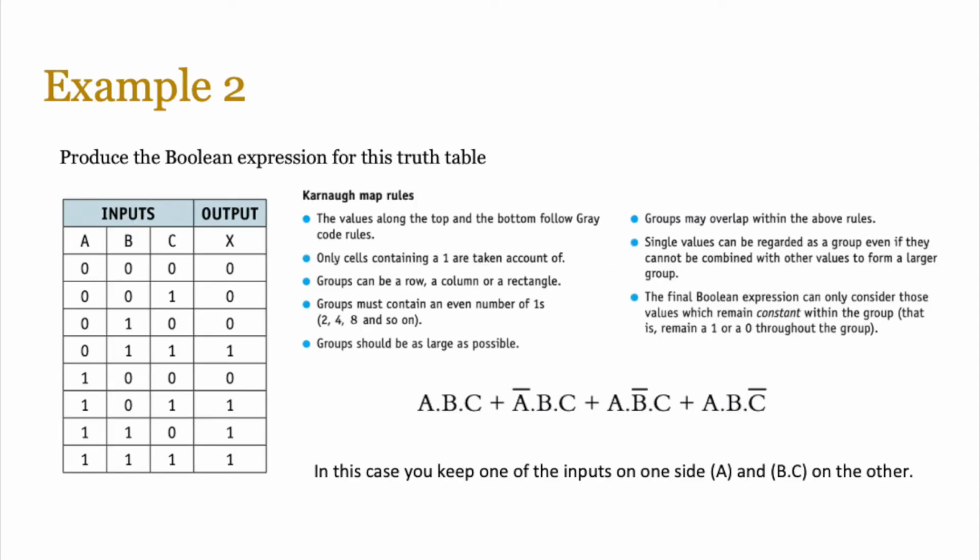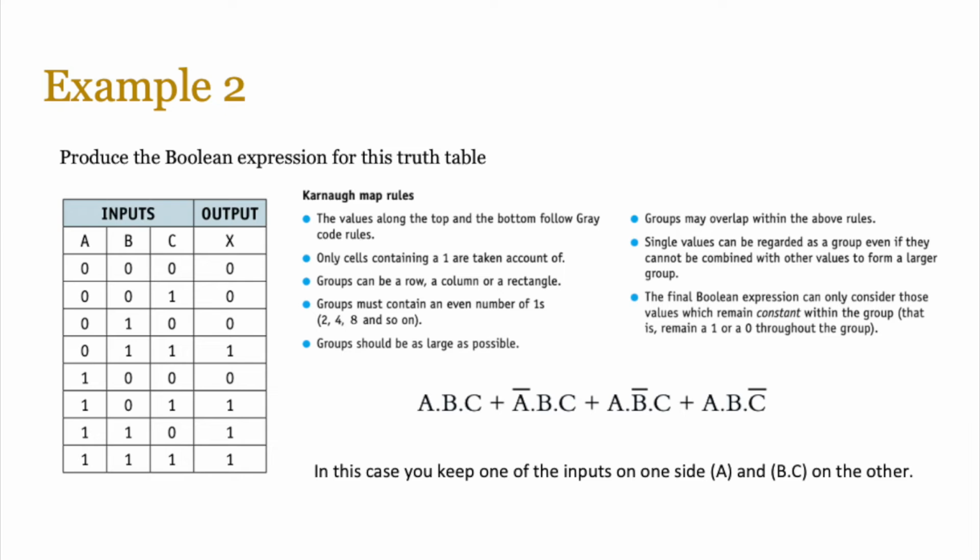So let's look at another example. Here's a truth table for you, and you need to simplify it using a K-map. The rules are on screen as well, and I have taken the liberty of writing the expression down for you, which includes all the ones. So we know that when A, B, and C are 1, then the output is 1. And similarly, when not A, B, and C are present, then the output is 1. Or A, not B, and C, the output is 1. And the final output is A, B, and not C, which gives you a 1.